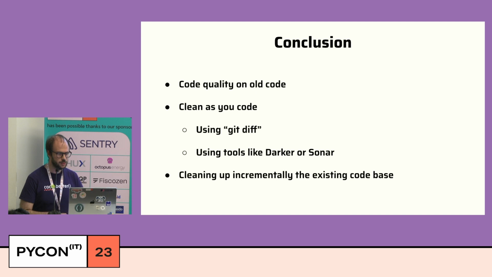To wrap it up, we saw together a few challenges with dealing with code quality tools, especially on old code, on legacy projects. We saw together a few techniques based on the Clean as You Code methodology. The first technique was based simply on using the git diff. The second, more advanced technique was based on tools like Darker or Sonar that compute the diff only to show you the issues on changed lines. And finally, we also saw a way to deal with the code base, even the old code base, and to clean up this old code incrementally.